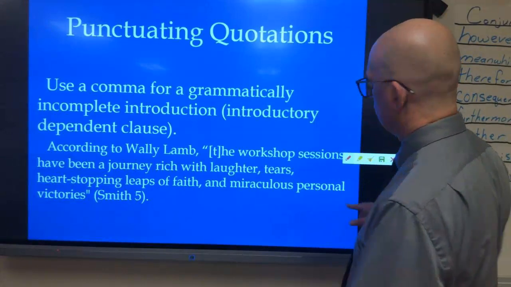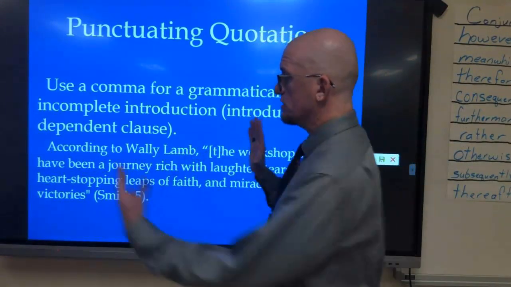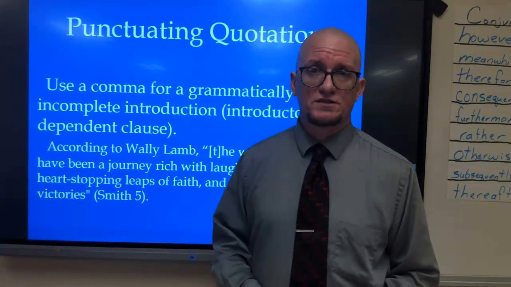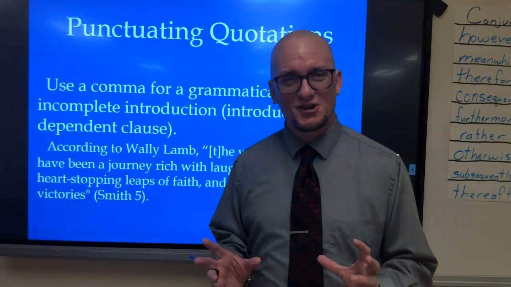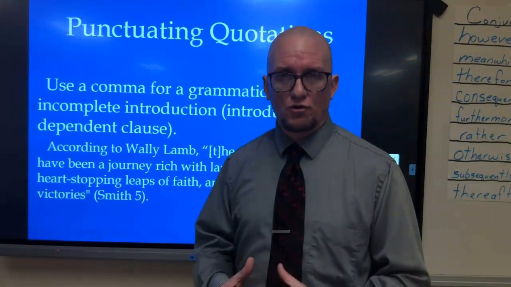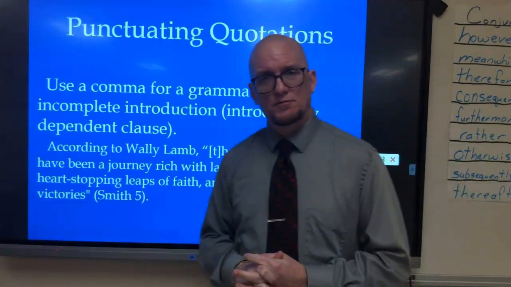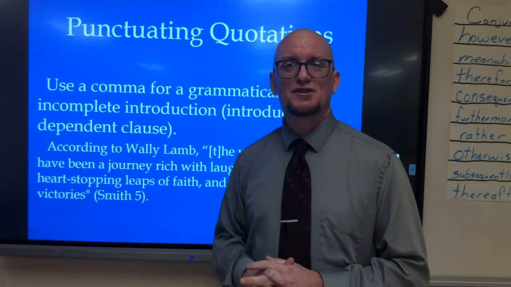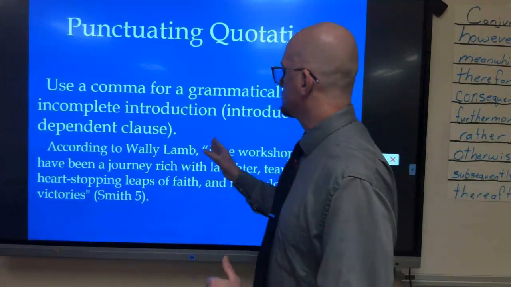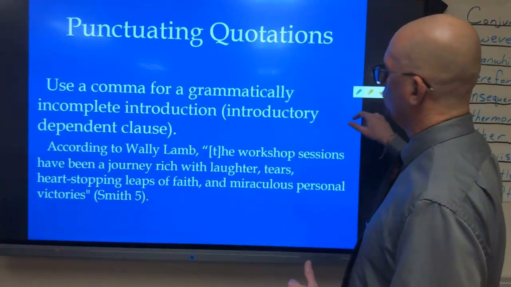So, look here. According to Wally Lamb, if you take just that clause, it's dependent. It cannot stand by itself as a sentence. It's that baby clause. And it's got to have an adult independent clause in order to survive. Anytime you have a dependent clause that is three words or more, you really should have a comma. And this is true before a quote as well. This is a way of integrating a quote.